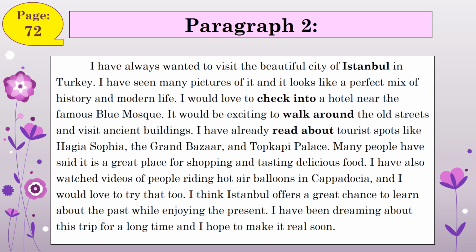Let's read paragraph 2. Listen to the way the ideas flow, and how the writer describes the place using feelings, sights, and experiences. I have always wanted to visit Skardu, a beautiful valley in the northern areas of Pakistan. I have seen many pictures and the place looks magical with tall mountains, blue lakes and green fields. I would love to check into a hotel near the lake so I can enjoy the peaceful view every morning.